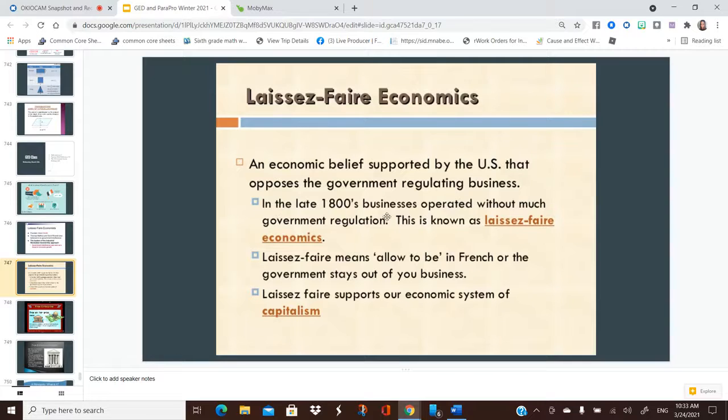It says in the late 1800s, businesses operated without much government regulation. This is known as laissez-faire economics. Laissez-faire means allowed to be in French, or the government stays out of your business. Laissez-faire supports our economic system of capitalism, so minimal government interference.